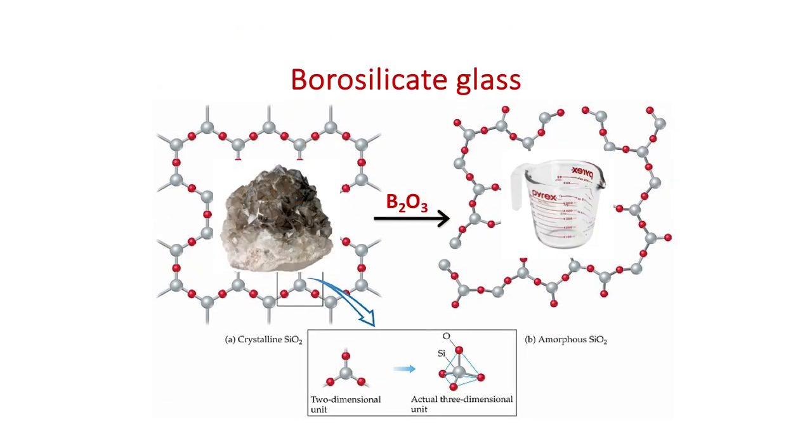Now, interestingly, you can take quartz, melt it down, add boron to it, and you make what's called borosilicate glass. That's what's in Pyrex. So you can take quartz as you melt it down, put other things into it, and get other structures.